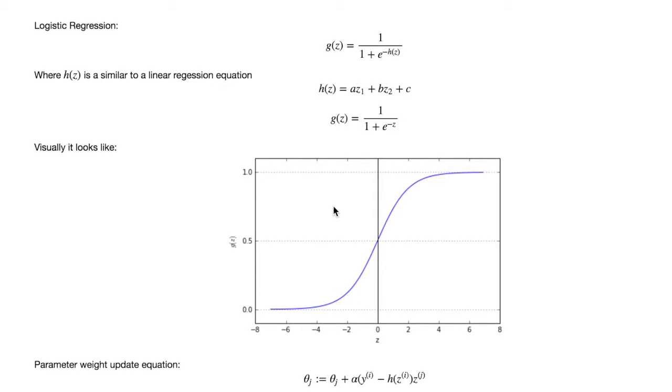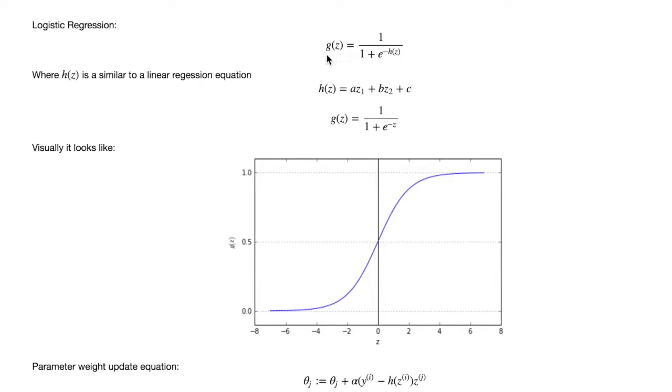Logistic regression is a classification method that is used to model binary data for binary classification purposes. The model itself is represented by this equation over here. Let us now break this equation down. h(z) is a function similar to a linear regression equation.